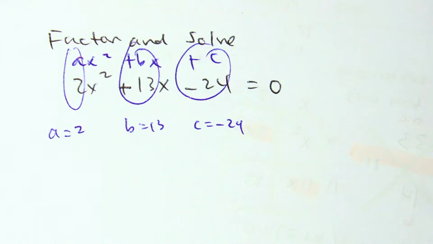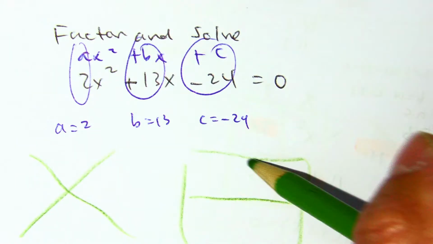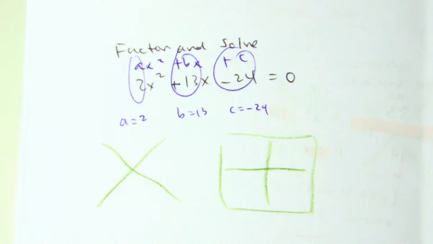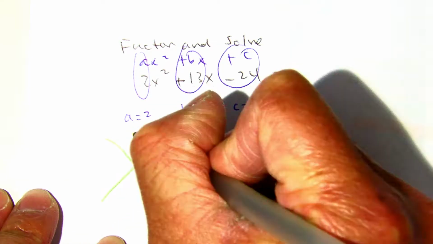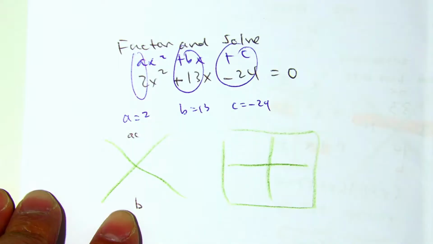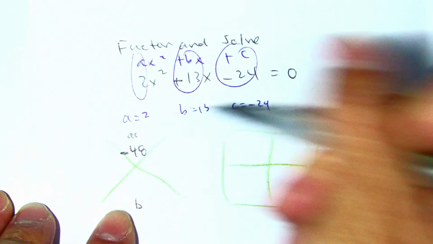Matt L., what's the next step after identifying the A, B's, and C's? Let's do the X. Some people call this X box factoring. A better way is just saying area model factoring. I heard a teacher yesterday call this AC factoring. Matt L., what two letters go on the top of the X? A and C. And down here? Matt, what is A times C? And the B value? 13.